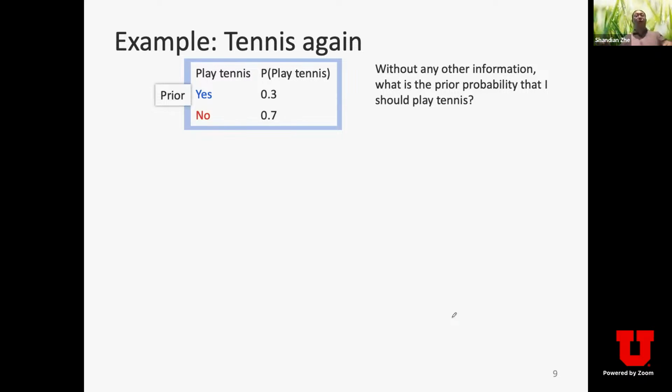If we use this kind of framework, modeling the joint probability of the feature and the label, we first need the prior probability of the label. In this case, it is whether I'm going to play tennis or not. Suppose this is our prior probability: without observing any data, without any information, my prior probability that I'm going to play tennis is just 0.3, and that I will stay at home has the chance 0.7.